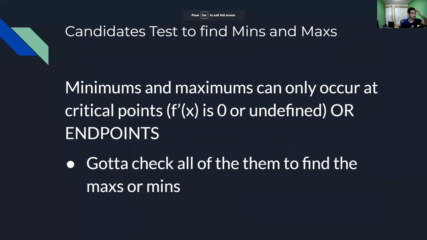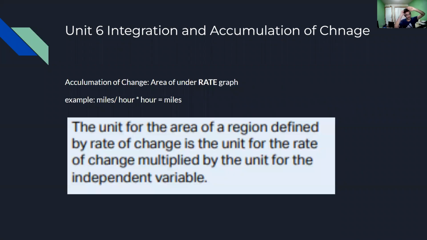So then you got to check either the critical points or the endpoints, and you got to check all of them to make sure you find the maxes of the range. All right. I think we're basically done with unit 5.